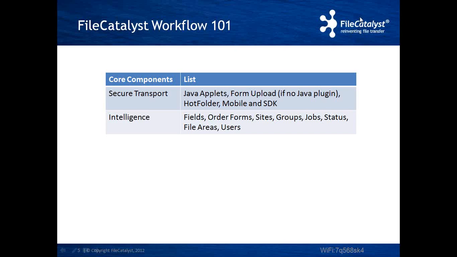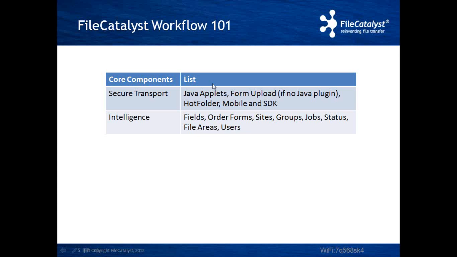So FileCatalyst Workflow is really two components. There's the transport components, which are your Java applets for uploading and downloading files. You have the form upload for the native support of browsers. So this is if the Java plugin is not present or the user cannot install Java. You have just a regular natively supported form upload. It's not accelerated, but it's supported across the board on every single browser and device.